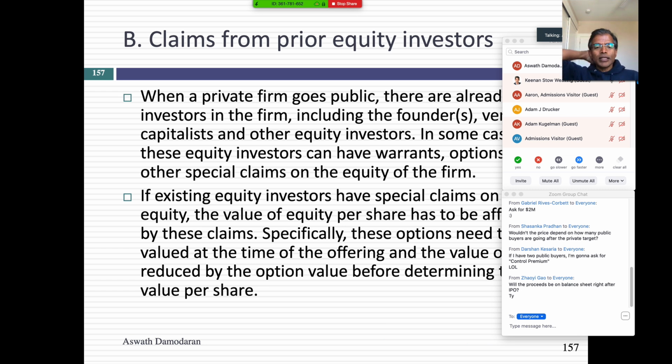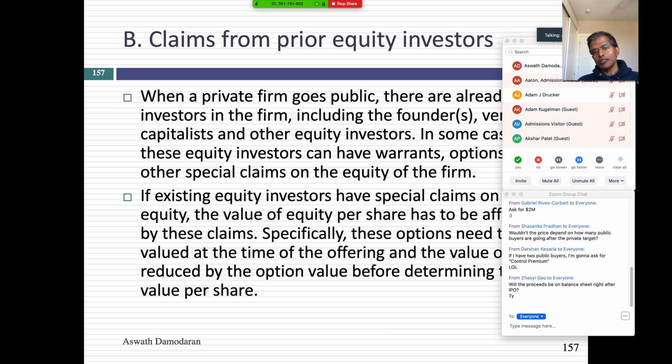Now, if you have claims from prior equity investors, don't reinvent the game. If those claims are options, put them into the options. One of the things I have trouble with in IPOs is you'd see share counts used on Wall Street and by analysts that actually have no meaning. They won't count restricted stock issues. I don't know why. So don't trust the share counts you see for these stocks.